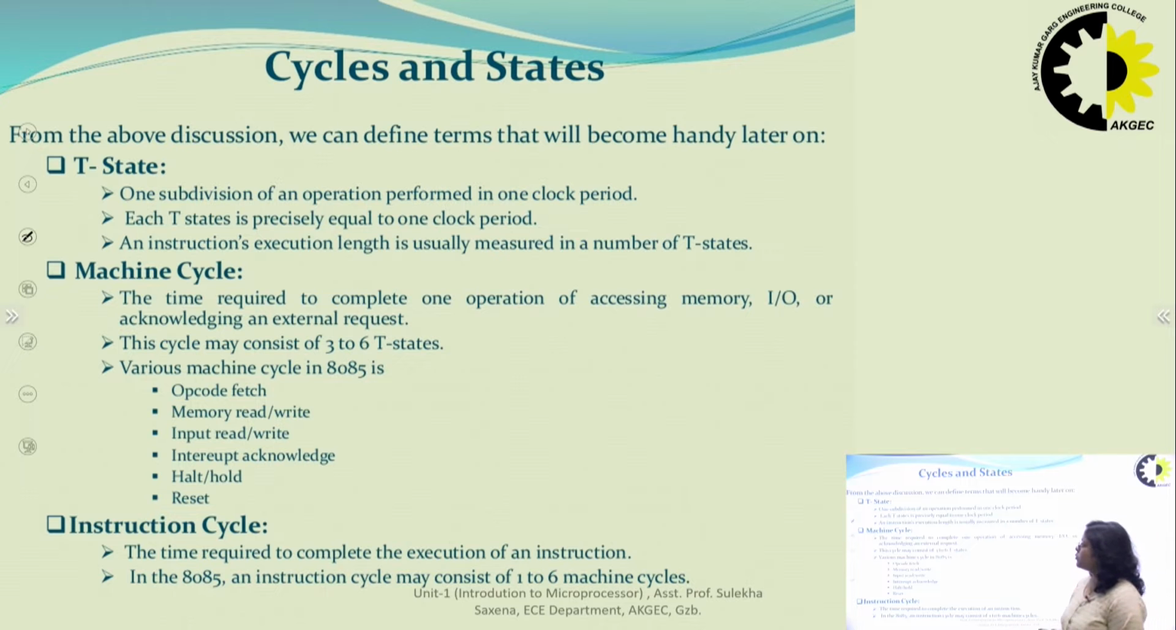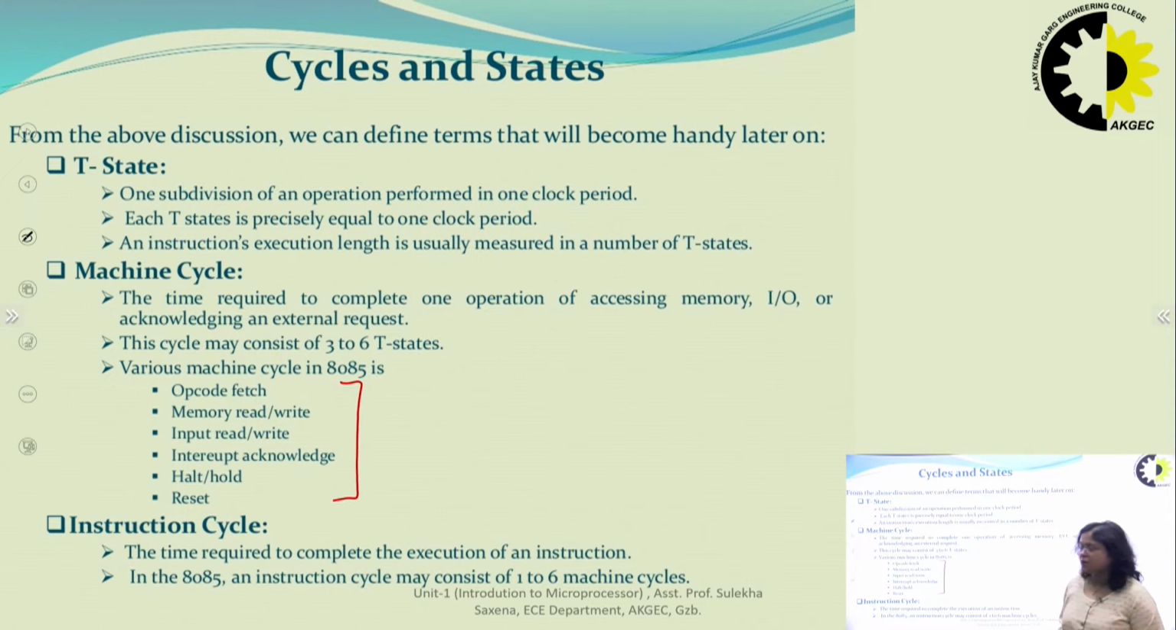Now, from the above discussion, we can say that the timing diagram is defined in terms of machine cycle, which is made of T states, and T in this state is nothing but one time period or one clock period of the microprocessor. The time required to complete one operation of accessing memory or IO is called a machine cycle, and machine cycles are broadly divided into opcode fetch, memory read, memory write, IO read, IO write, interrupt acknowledgement, halt, hold and reset.